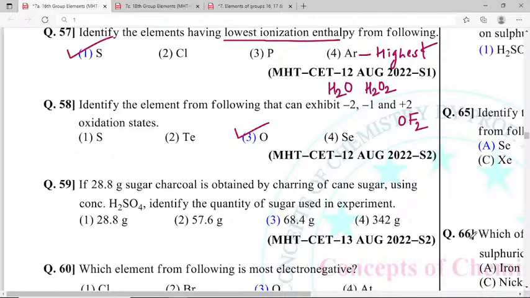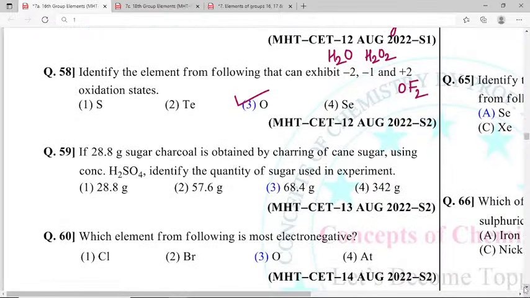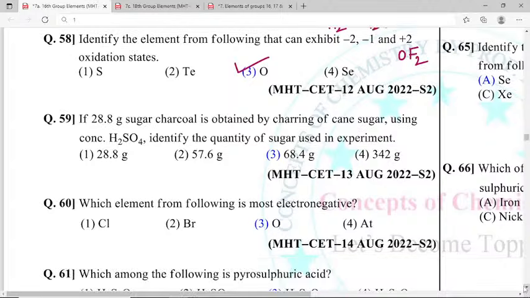Get it? Question number 59, again a numerical question. Question number 58: 28.8 gram sugar charcoal is obtained by charring of cane sugar using H2SO4. What is the quantity of sugar used in this experiment? Start from C12H22O11, which gives 12C plus 11 water. Then 28.8 gram sugar charcoal is obtained.